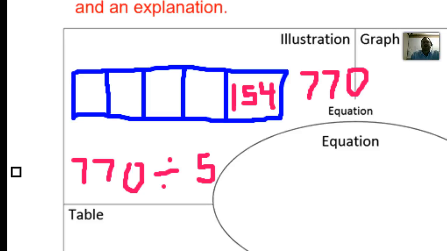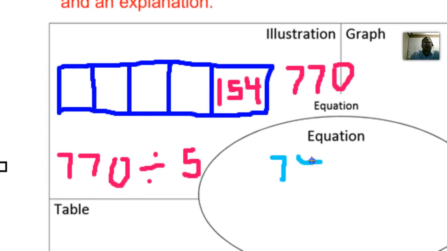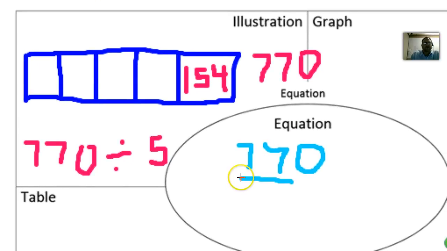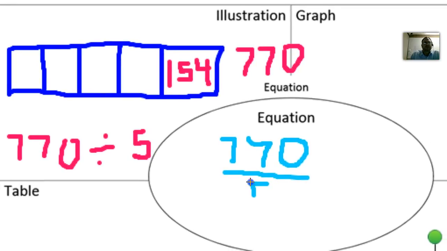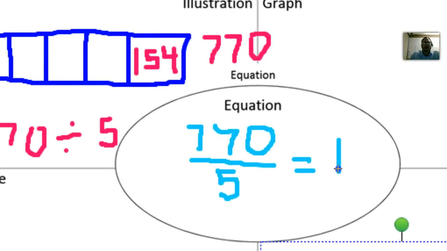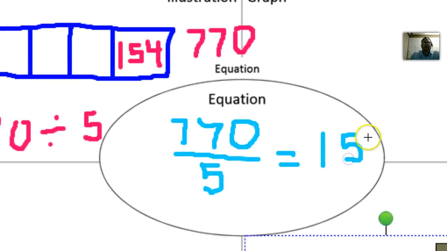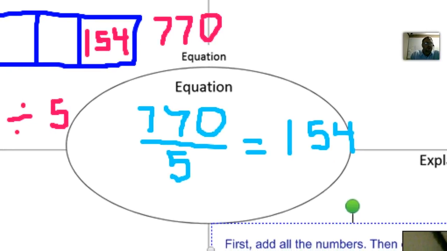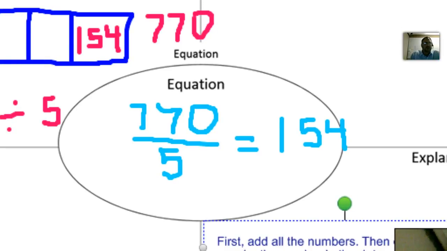Alright, I'm supposed to show this as an illustration, an equation, and an explanation. So again, I've already got the box, because in the box I have 770. Maybe I'll just show you writing the division problem in this form. 770 fraction bar means divide by 5 equals 154. Okay, so I'm going to pause my video here and I'll prepare my final explanation.